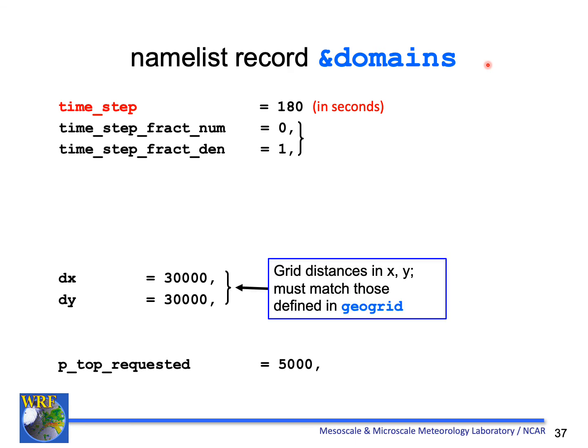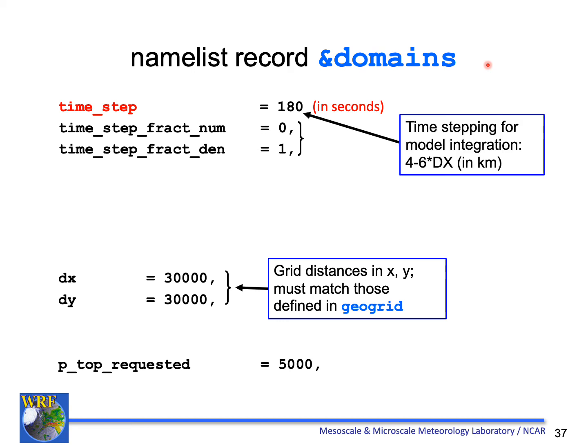Continue on. Here, dx and dy are grid distances in x and y directions, and they must match those defined in geogrid. In most circumstances, dx and dy are the same. Time step is an important parameter for model integration, and it is defined as an integer. It sets the time interval the model solves its equations.